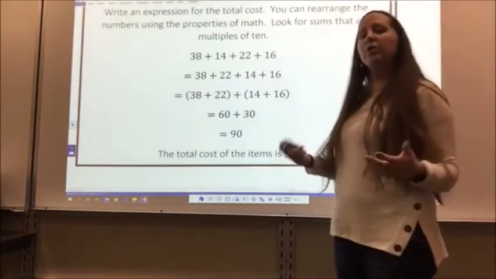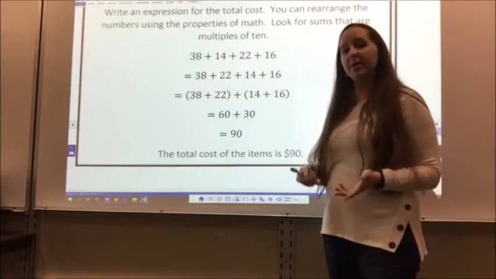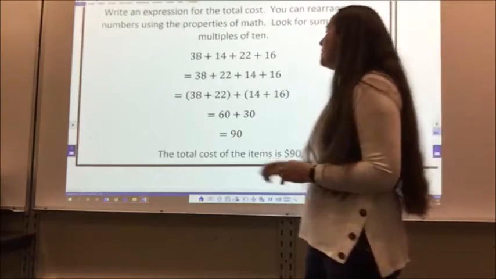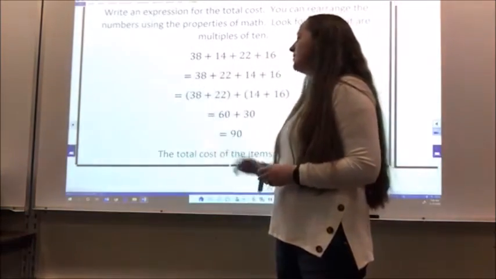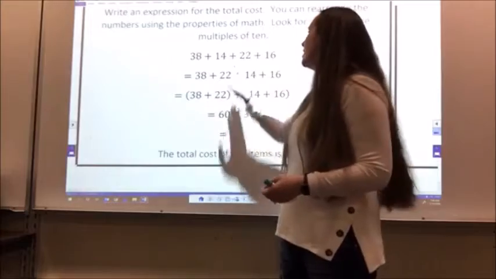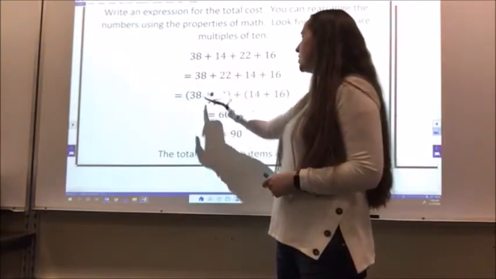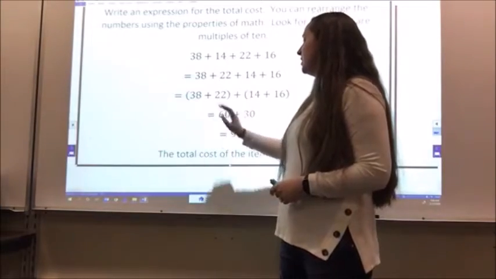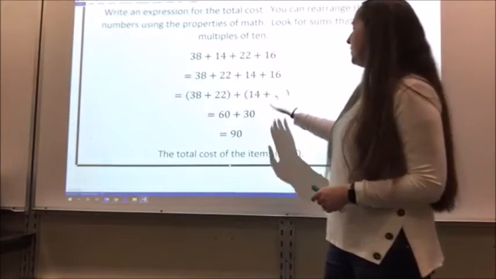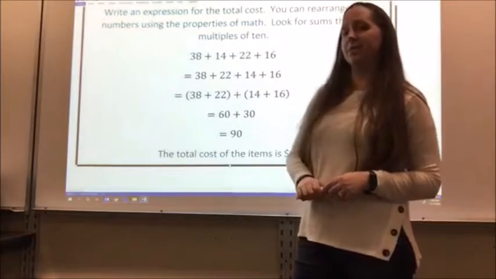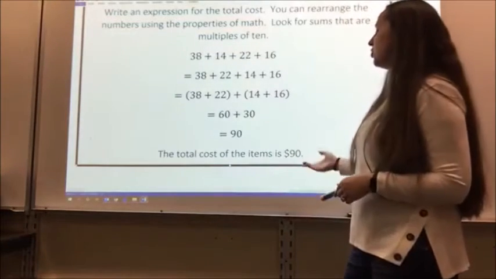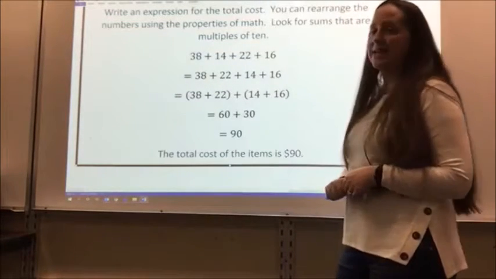Now, I can regroup these using the associative property of addition. Okay? So I can have groups of 10. 8 plus 2 would give me 10. 4 plus 6 would give me 10. So I flip 22 and 14. 38 plus 22 gives me 60. 14 plus 16 gives me 30. 60 plus 30 equals 90. So the total cost of the items is $90.